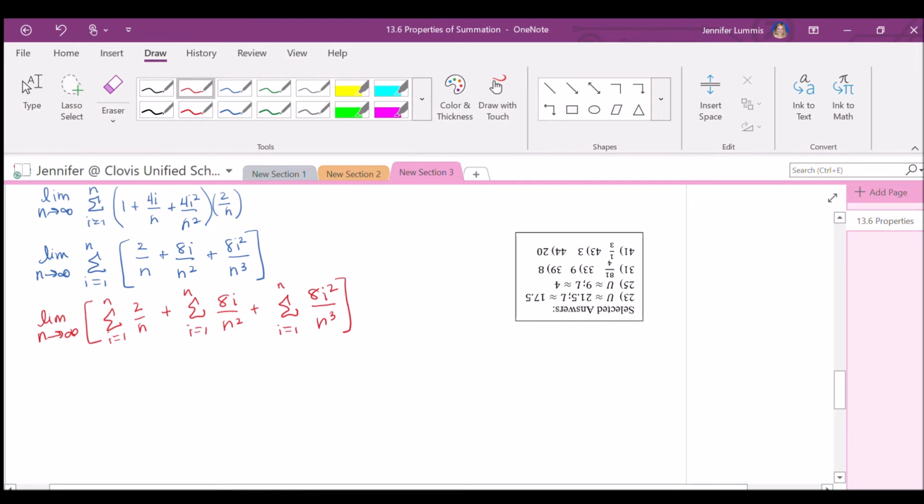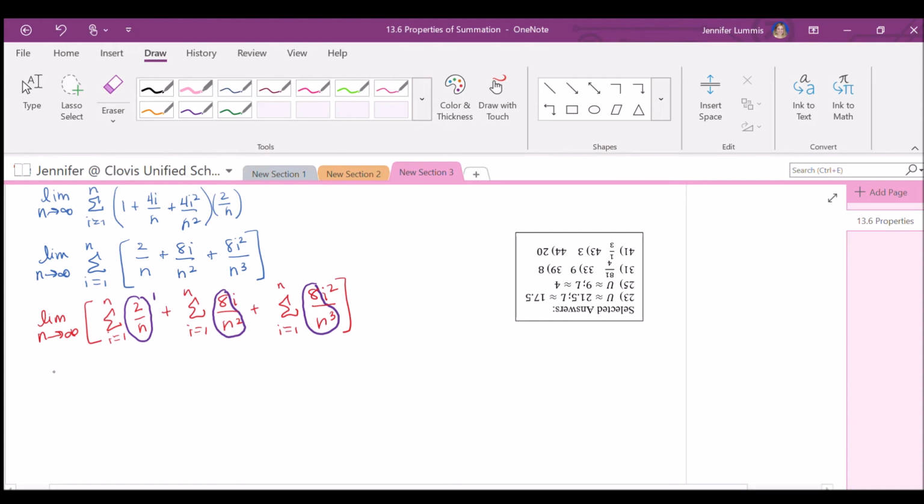So now we're going to use that first property that pulls out all constants. And you'll remember a constant is anything that's not I. So the first one will pull out 2 over n. Then we'll pull out 8 over n squared. Then we'll pull out 8 over n cubed. So the first one will leave behind a 1. The next will leave behind I. And then the last will leave behind I squared.